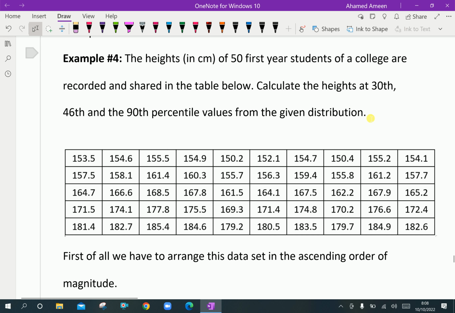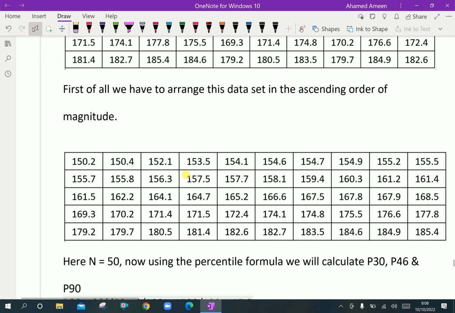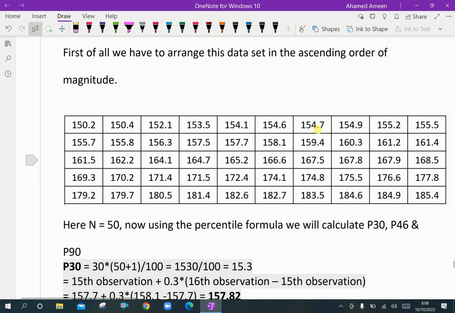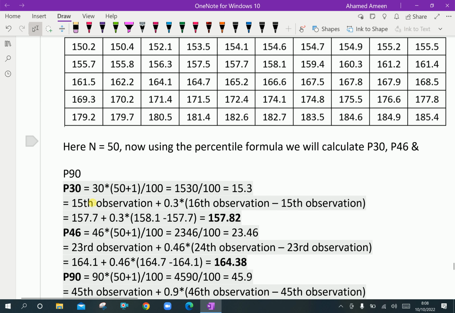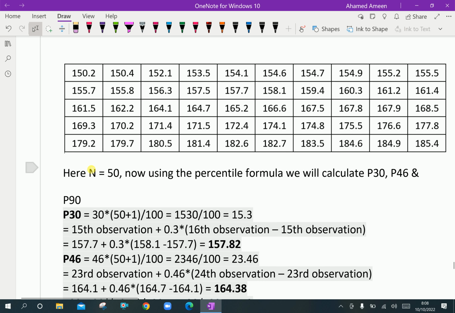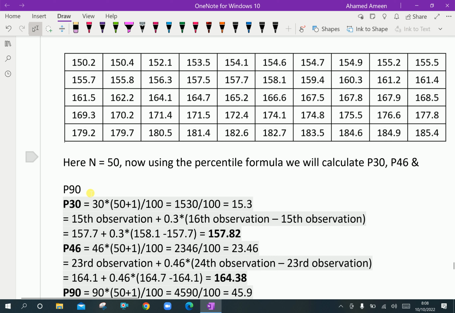Calculate the height of the 30th, 46th and 90th percentile values of the given distribution. Here the distribution is given. First of all, you have to write it in ascending order of magnitude. Look at it, 150.2, 150.4, 152 is increasing, left to right, horizontally. Now n is 50, you know that. P30 is what you are calculating.